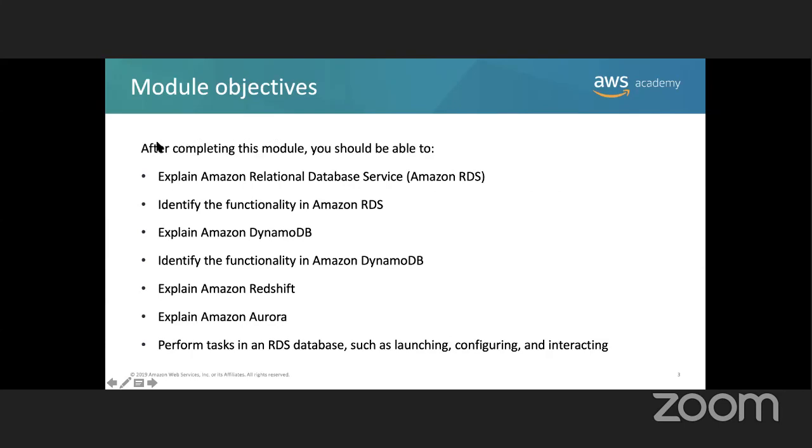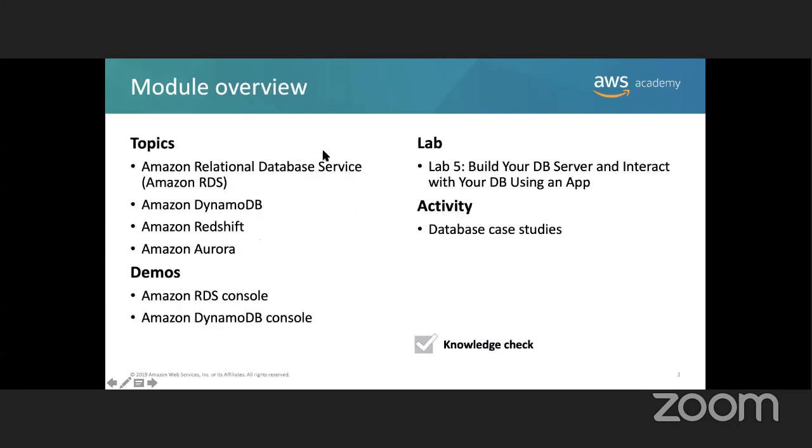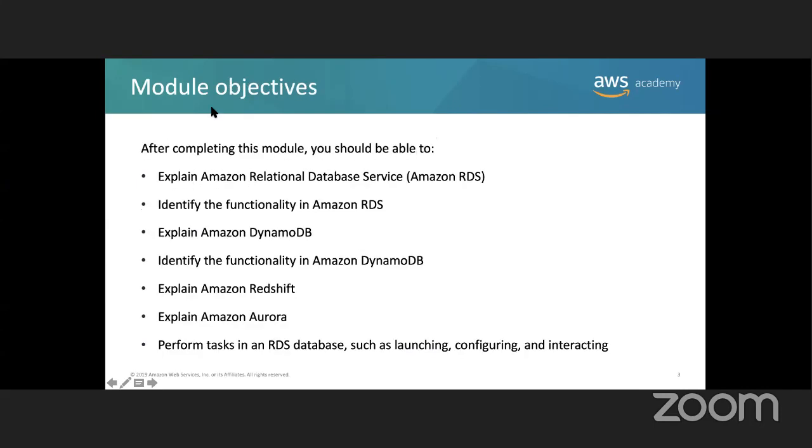Right? So after completing this module, you should be able to explain Amazon Relational Database Service, Amazon RDS, identify the functionality in Amazon RDS, explain Amazon DynamoDB, identify the functionality in Amazon DynamoDB, and explain Amazon Redshift, Amazon Aurora, and perform tasks in RDS database, such as launching, configuring, and interacting.